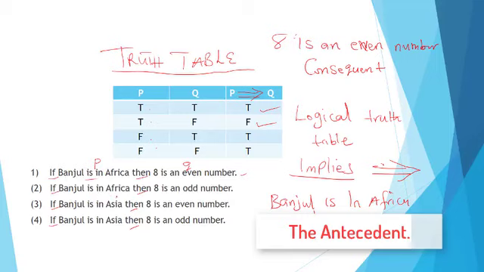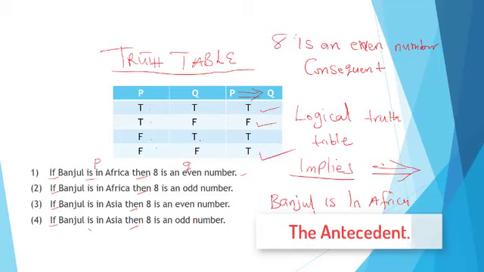In a conditional statement, the only place you think of this is if both answers are wrong. Like you say, if Banjul is in Asia, then 8 is an odd number. That is to tell you that if Banjul is not in Asia, then 8 will not be an odd number, which is true. This is the final conclusion. So when you have false, it's true.